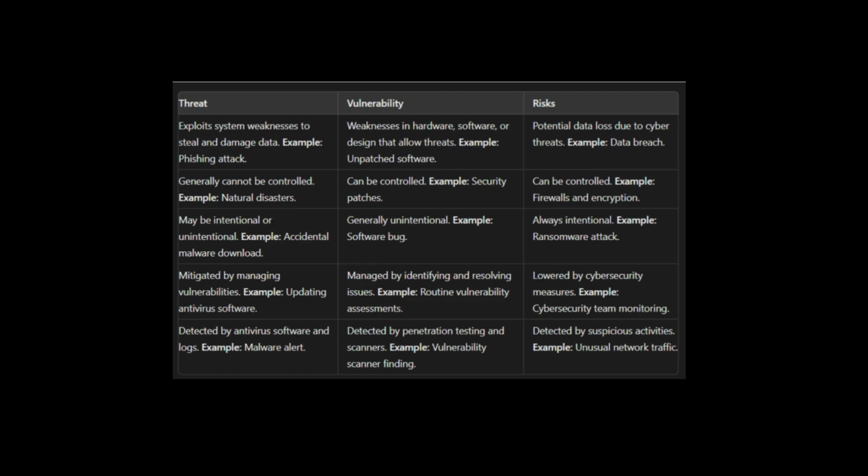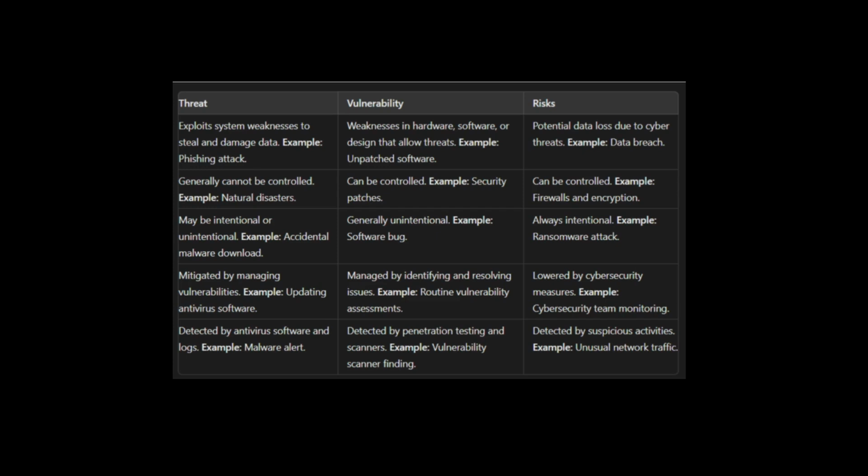In today's video we'll understand the differences between threat, vulnerability and risk. So if someone exploits a system weakness to steal and damage data, for example, somebody might use a phishing attack to fish out the credentials of some social media account. So that is a threat. Vulnerability, on the other hand, is the weakness in the hardware, software, or the design of the application that allows a threat.